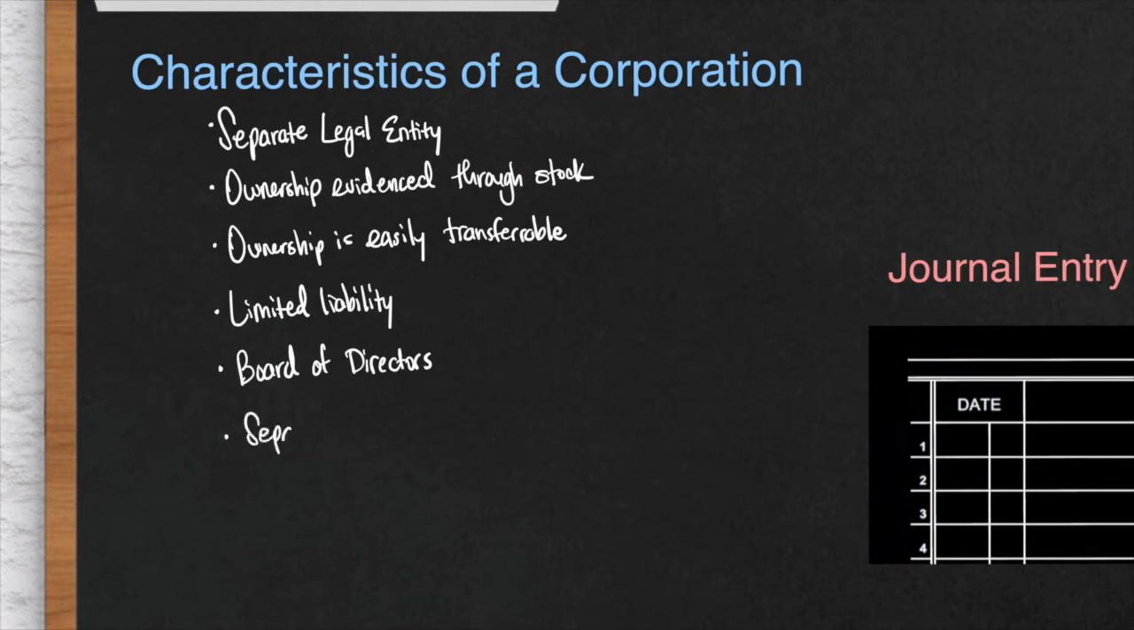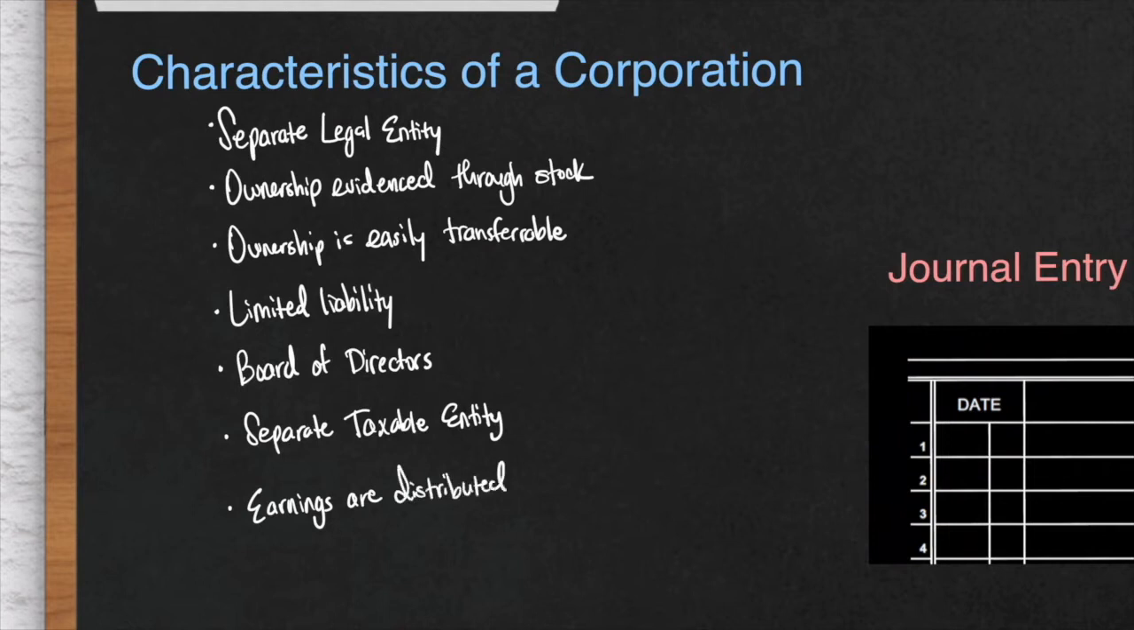There is a board of directors. The board of directors makes the important decisions for a corporation, and they are usually nominated by common stockholders. It's a separate taxable entity, meaning if the corporation you own makes millions of dollars and they get taxed on those millions of dollars, the corporation gets taxed and not you.